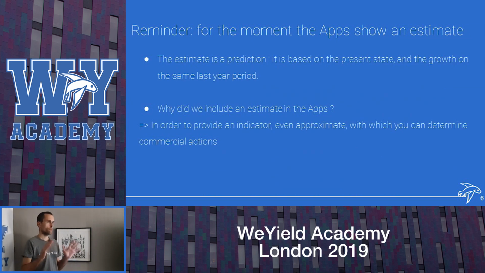So the estimate is a pure prediction. It's based on the present state, how much I have booked right now, and the growth of the same period last year. So we look at the present, where I am at today, and how much I picked up last year during the same period. So why did we include the estimate in the apps?